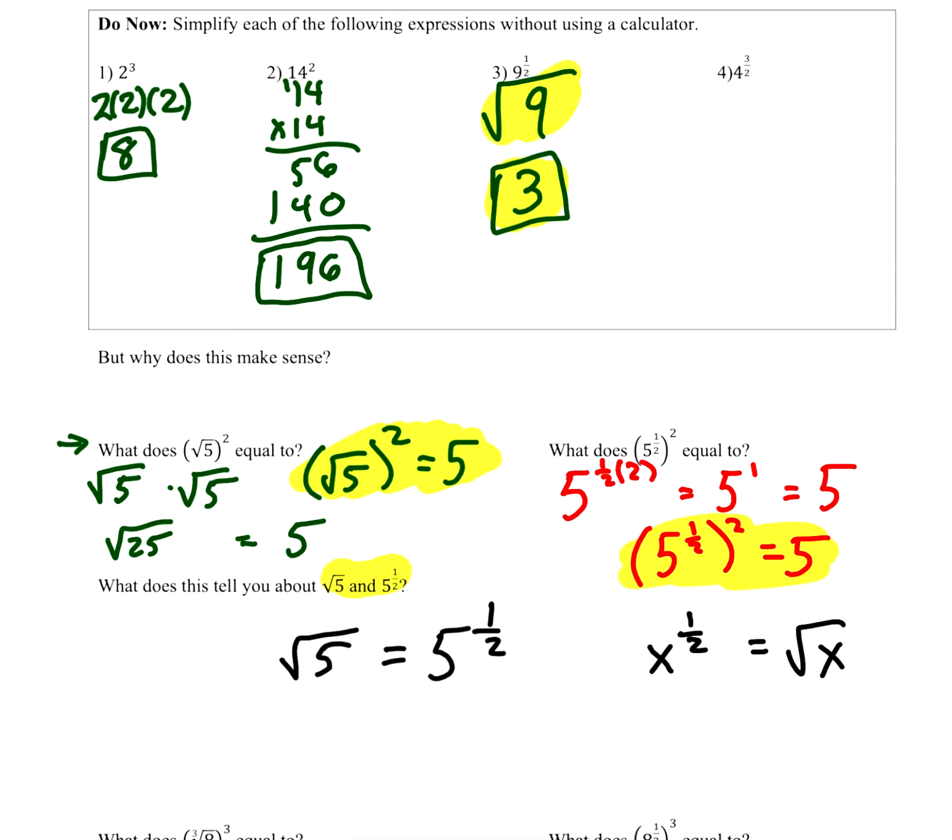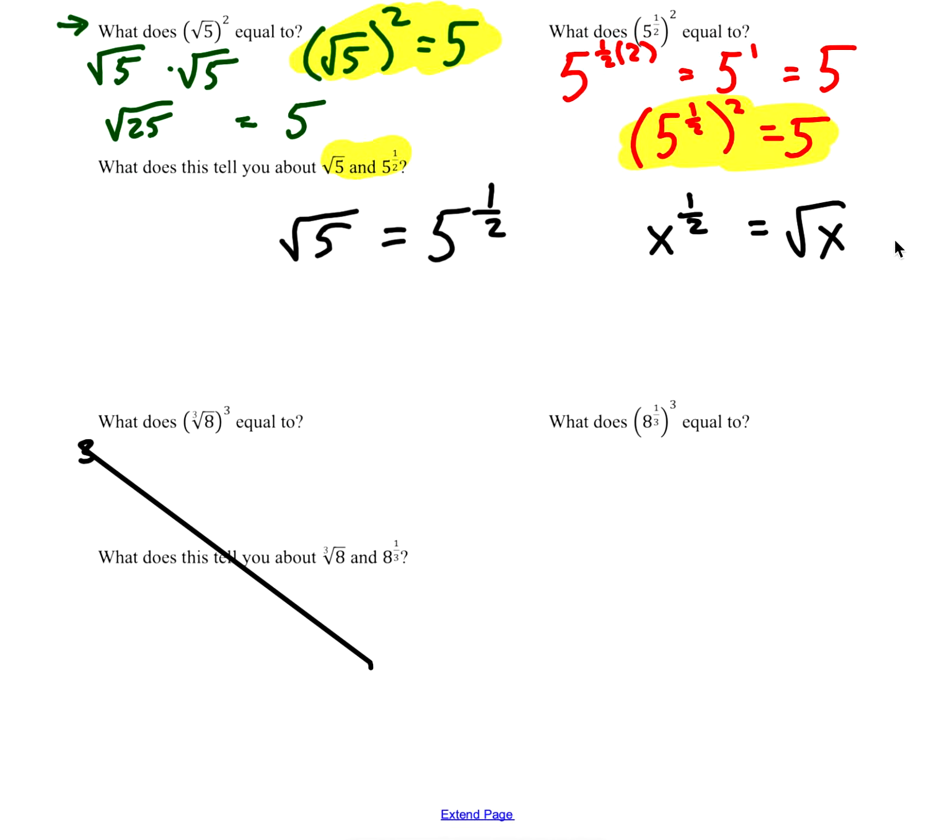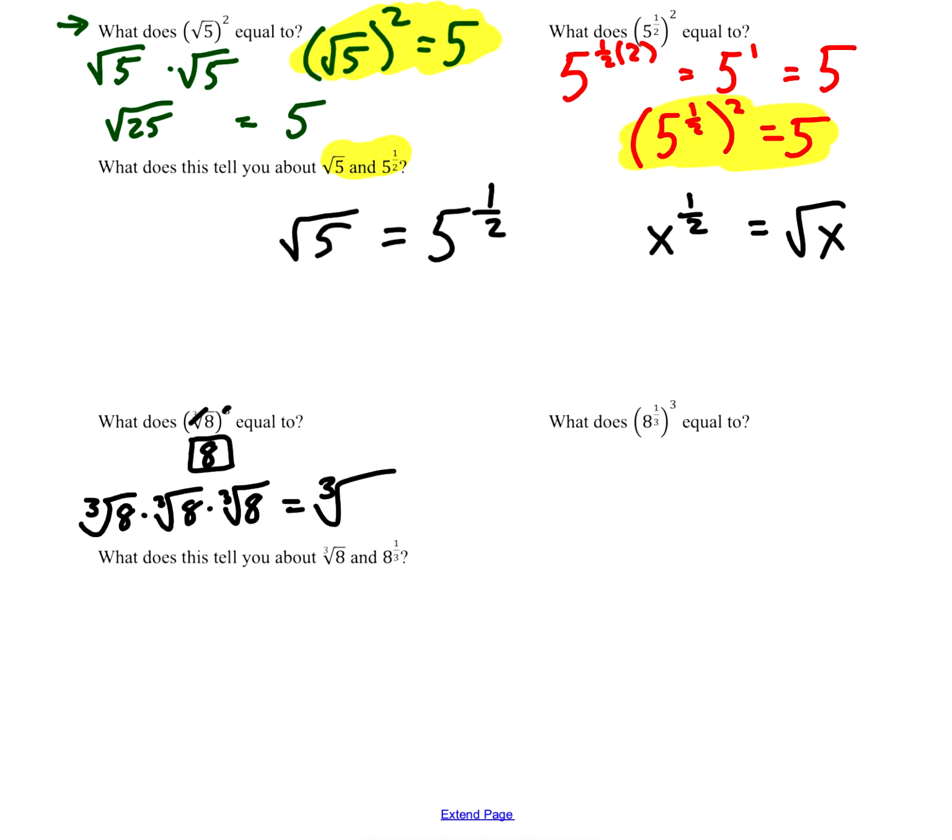So let's look at, if it's not to the 1/2, if it's to the 1/3. So we have the cube root of 8 to the 3rd. We can do this one of two ways. We can say, I know the cube root of 8 to the 3rd, that cancels out the cube root and the 3rd, because those are inverse operations, and that would just equal 8. Or you can write it out as the cube root of 8 times the cube root of 8 times the cube root of 8. And then since we all have cube roots, we can multiply the radicands together, and we get the cube root of 512, which is 8.